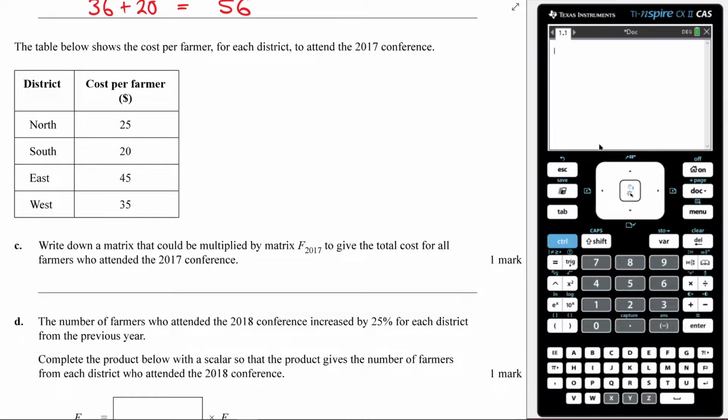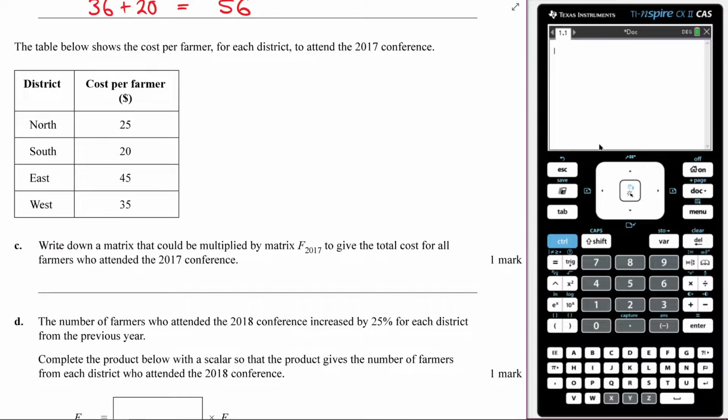All right, let's now answer part C. We first need to read this above it. It says, the table below shows the cost per farmer for each district to attend the 2017 conference. So here we're told that it costs $25 per farmer for the north, $20 per farmer for the south, $45 and $35 for the east and west, respectively.